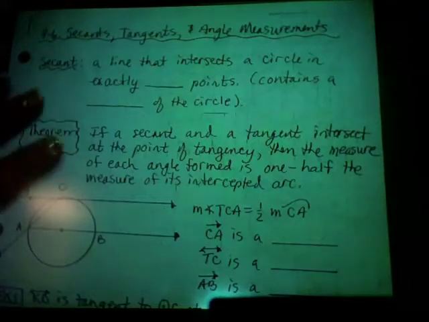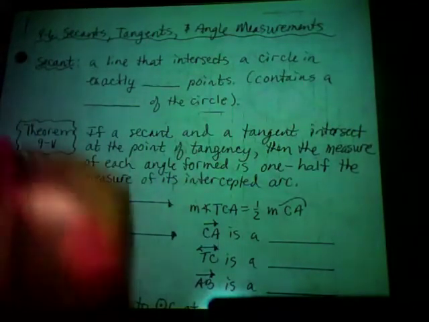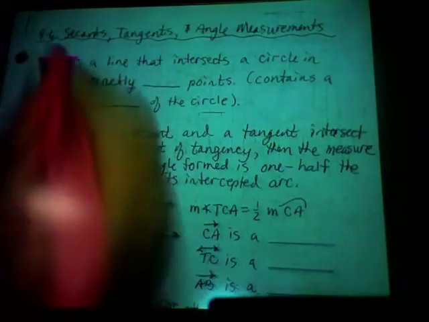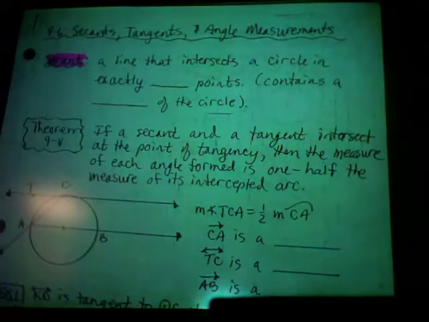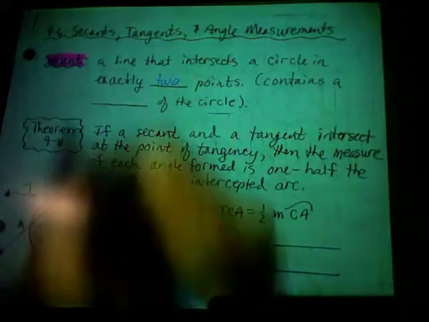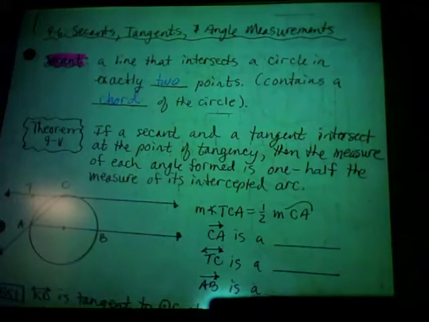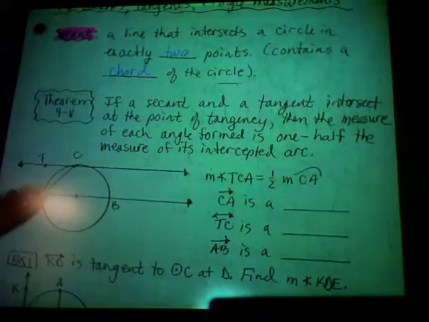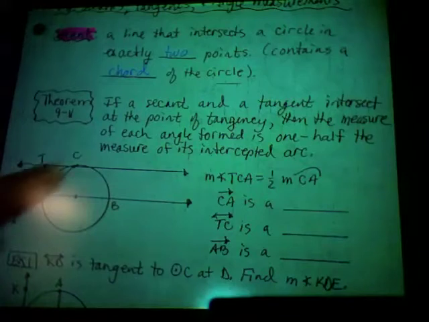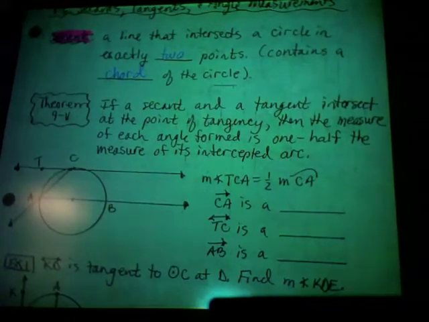Woohoo! But here we got a secant line. If you remember your definition, a secant line is different from a tangent line because it's a line that intersects the circle in exactly 2 points. It contains a chord of the circle. For instance, if you look at this picture down here, AC is a chord, ray CA is a secant to the circle. It's part of a line, and since it's only going in one direction, it is a ray.